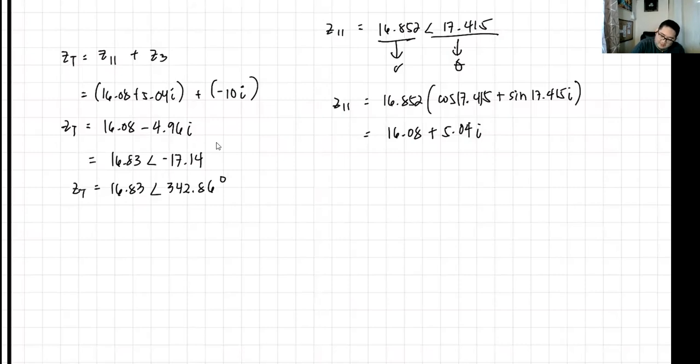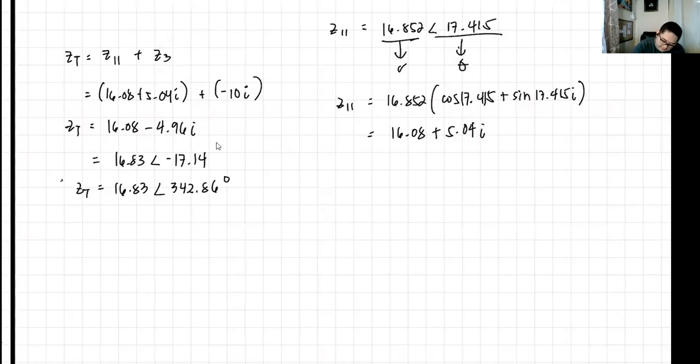Pero using yung ating solution for complex number, kaya po pinapakita ito, no? So this will be our answer for total impedance natin.